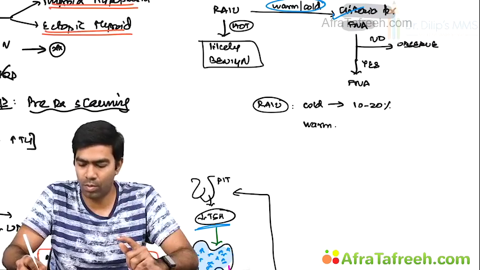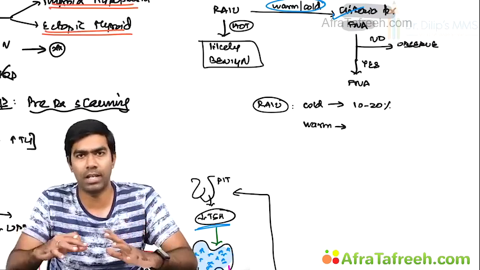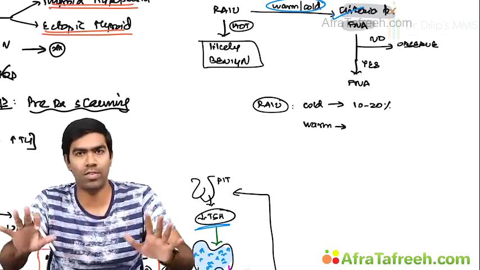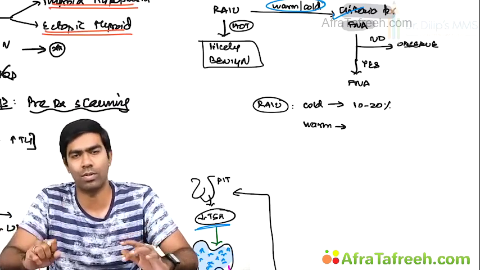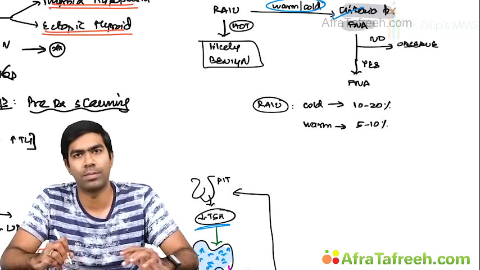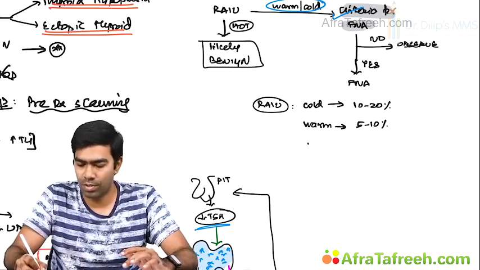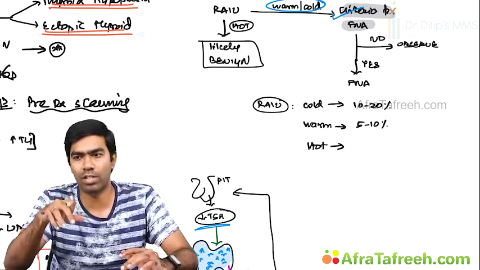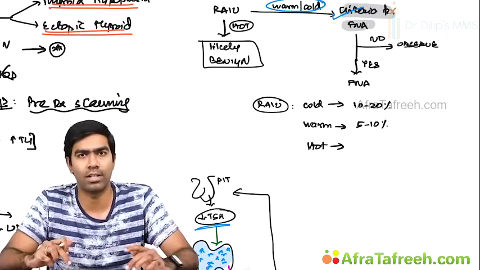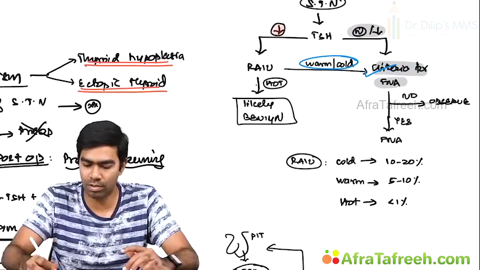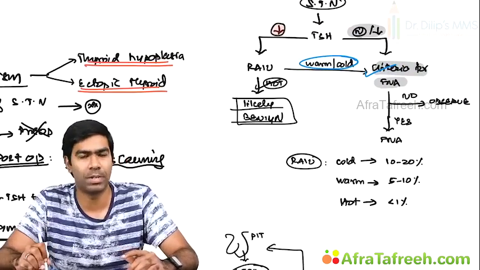If you encounter a warm nodule, what do you mean by a warm nodule? The uptake in the nodule is almost the same as that of the surrounding area, which means you cannot differentiate in radioactive iodine uptake, but still you see a nodule. In this condition, the risk of malignancy is approximately 5 to 10%. If you encounter a hot nodule, which means the uptake in the nodule is more than that of the surrounding area, here the risk of malignancy is less than 1%. That's why I told you whenever you encounter a hot nodule, it's likely to be benign.